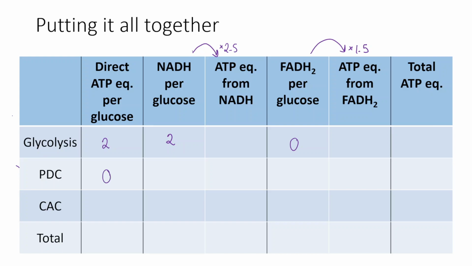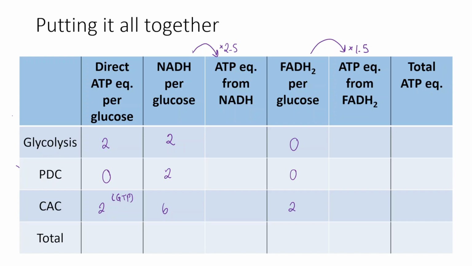How many NADHs per glucose? 2, yeah. How many FADH2s? 0. All right, how about from the citric acid cycle? How many ATP equivalents? 2. Yeah, we make those 2 GTPs. How about NADHs? 6. And how about FADH2s? 2. Great. So does anybody have questions so far about where these numbers came from?